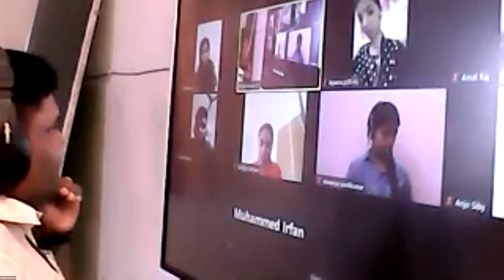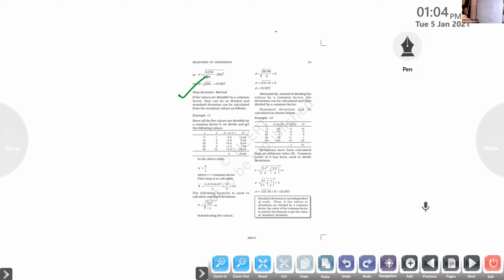So come back to your textbook, just open your textbook, it is page number 83. So today we completed standard deviation, the step deviation method. The last one we discussed here. There are two methods. We observed both and we completed the application of those two questions, example number 11 and example number 12.